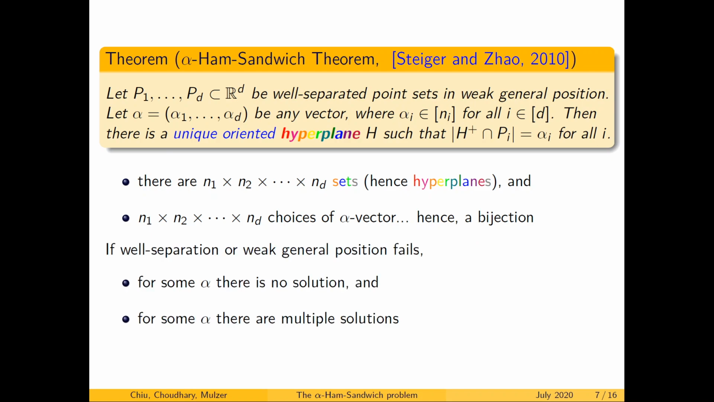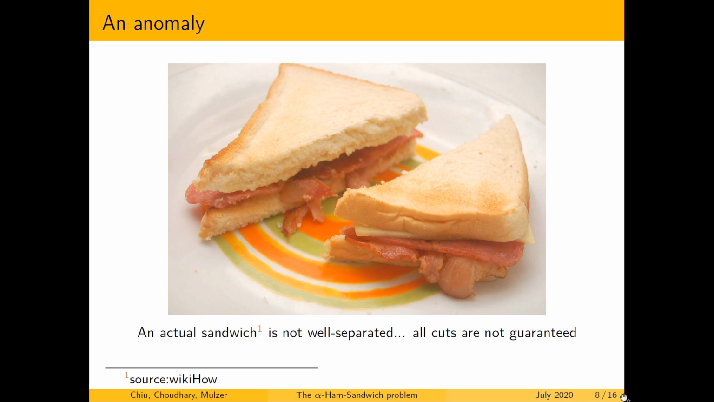However, if either of the two conditions, the well separation or weak general position, fails, then that means that for some alpha there might be no solutions, and for some alpha there might be multiple solutions. In real life, however, a ham sandwich is not well separated, so the two slices and the layer of ham between them is not well separated, even though it might follow some kind of general position. So although we can bisect it, we can never divide it into any arbitrary ratio.